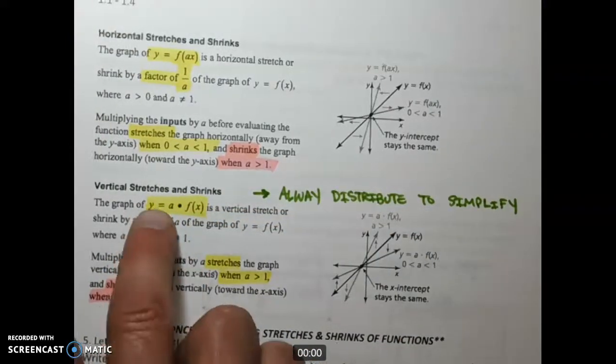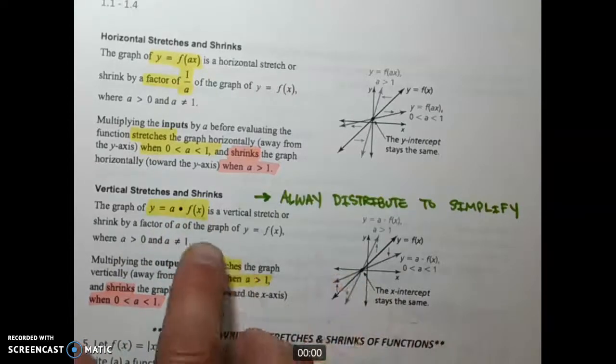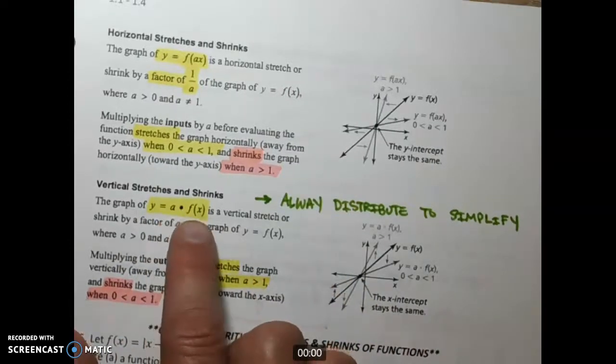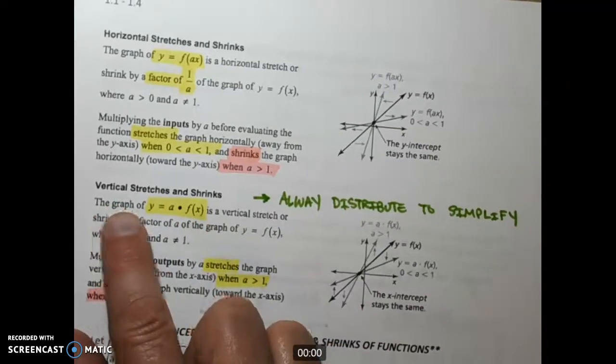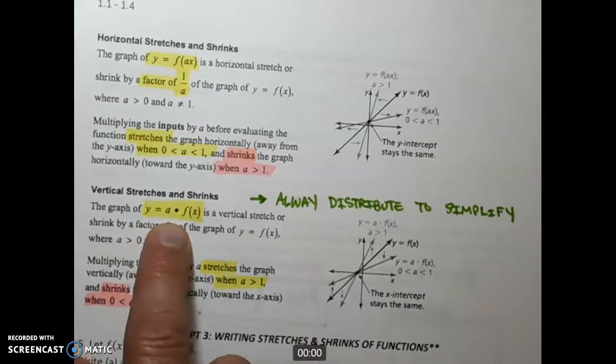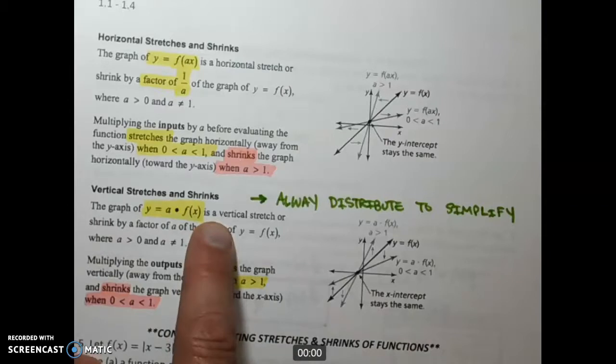And here's the key: y equals a times f of x. Now, again, I want you to notice that a is not in the grouping parentheses for vertical stretch and shrink. It comes before, as opposed to last time when we did the shift up or down, it came after the f of x.